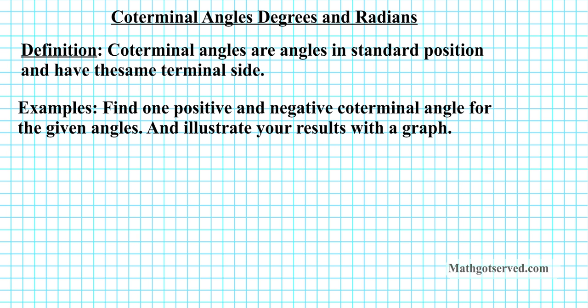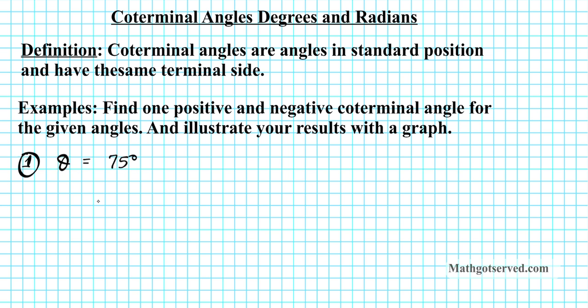All right, let's take a look at two examples. The instructions indicate that we are to find one positive and one negative coterminal angle for the given angles and illustrate with a graph. The first example will be an angle in degree measure. For number one, we have theta equals 75 degrees. We're going to do this algebraically first and then give a graphical representation of our results.